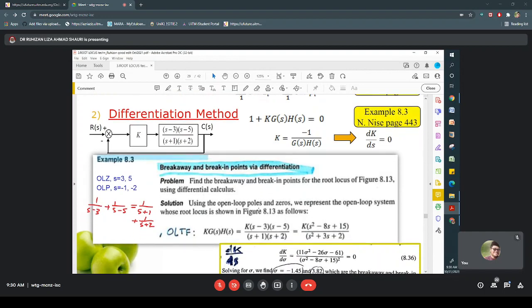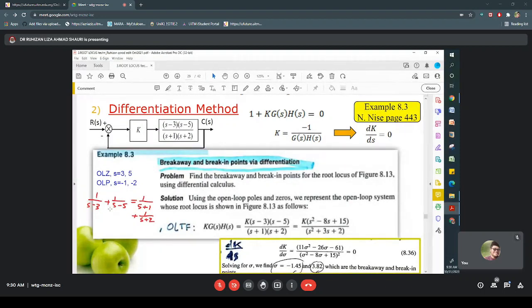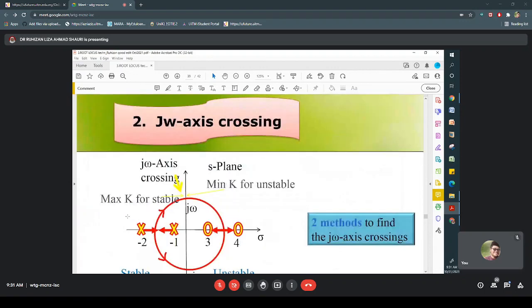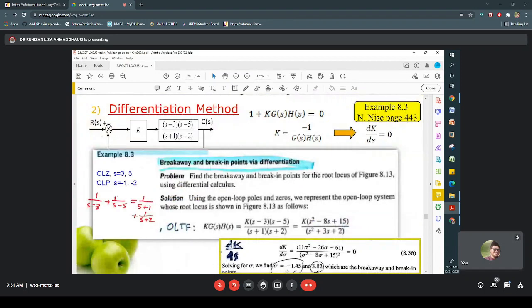Now solving this, you will get your answer. Try this please at home. You have to rearrange this and solve for s. Since it is at the bottom here, you have to do the cross multiplication to solve the mathematics. And this is second order, so you should have two answers. The two answers are given to you already: one is minus 1.45, another is 3.82. Now which one is breakaway and which one is break-in?